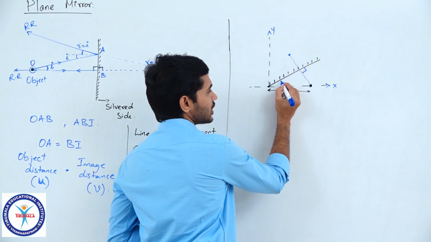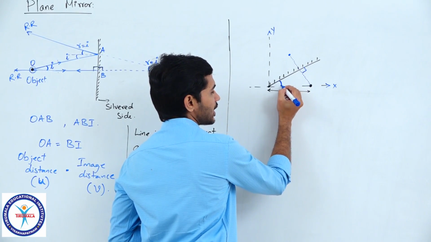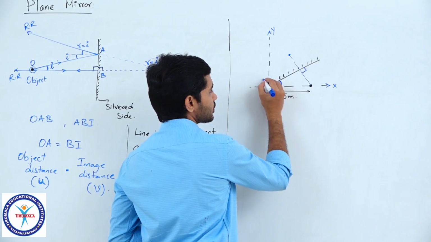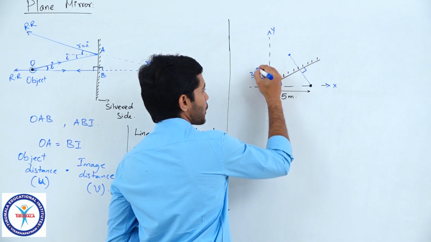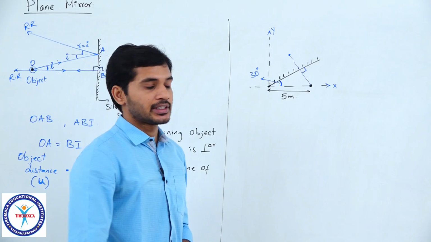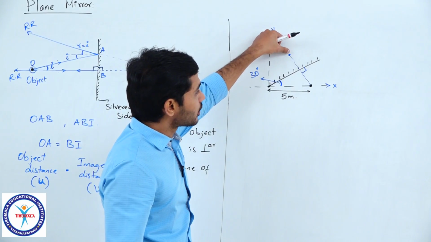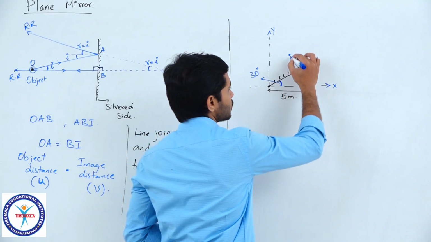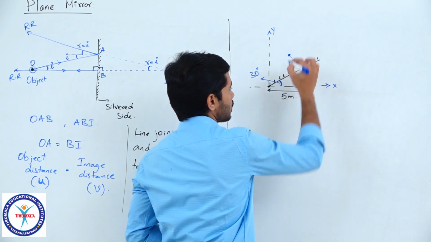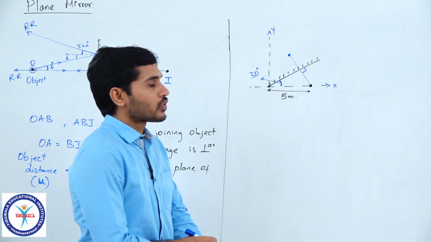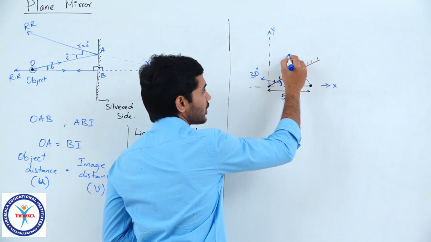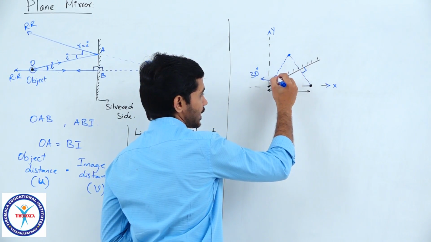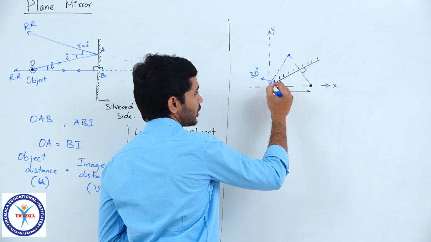To find this length we need the angle over here. So, let us consider that this angle is 30 degrees. We basically need to find out the location or the coordinates of this particular point, which will be the image. So, this would be the image. Now, I will draw one more line from here just for understanding.